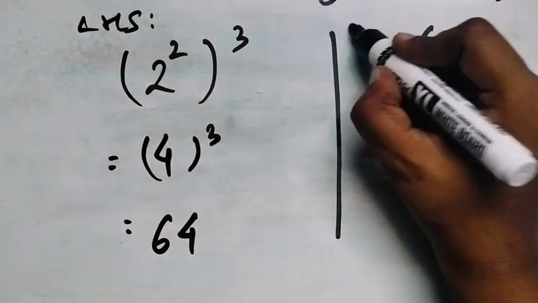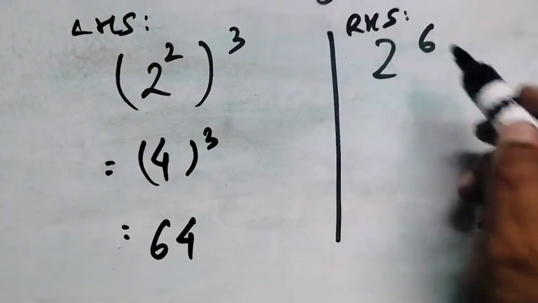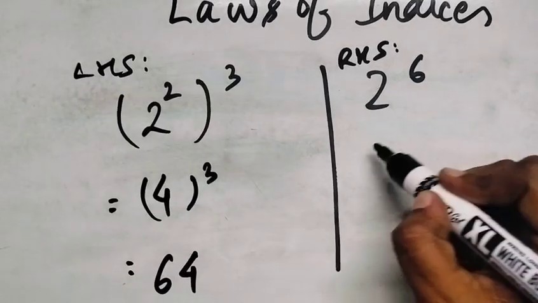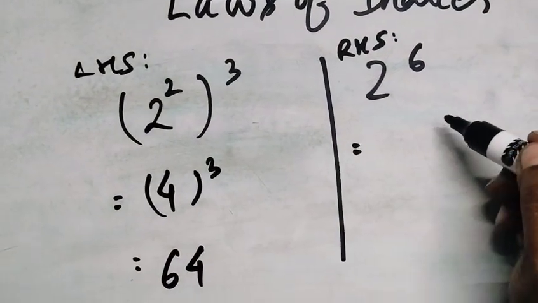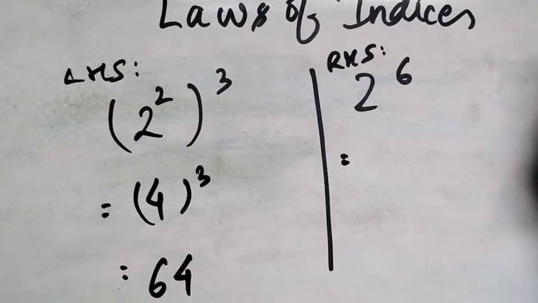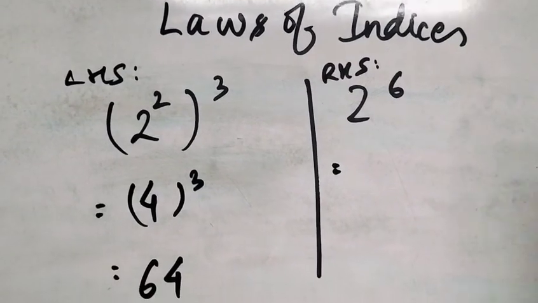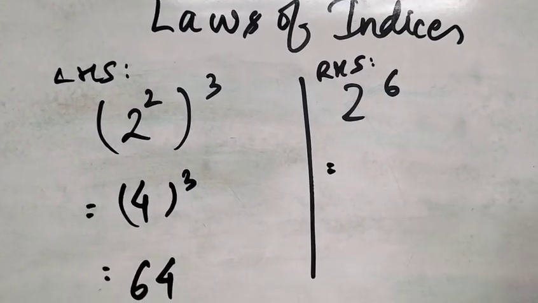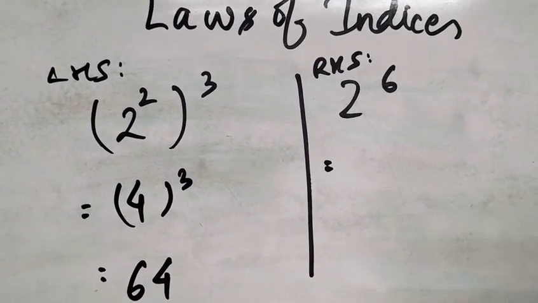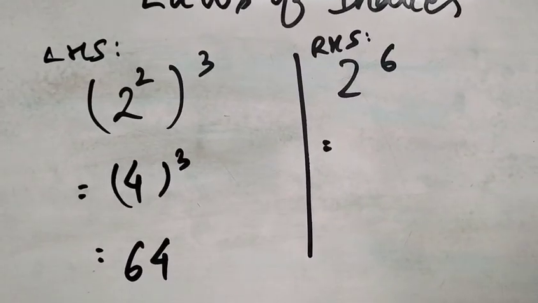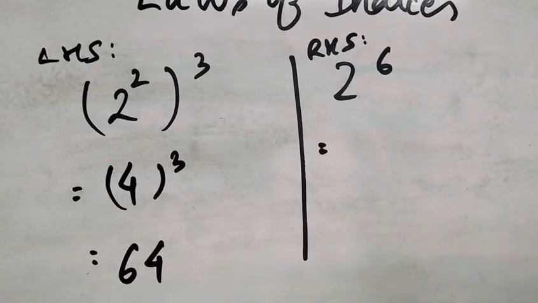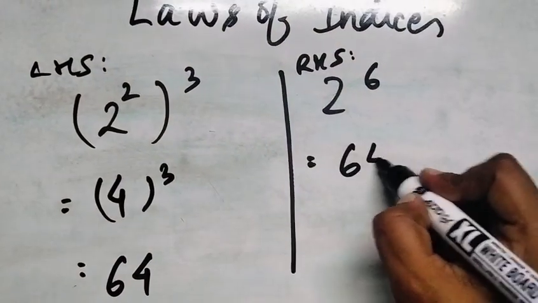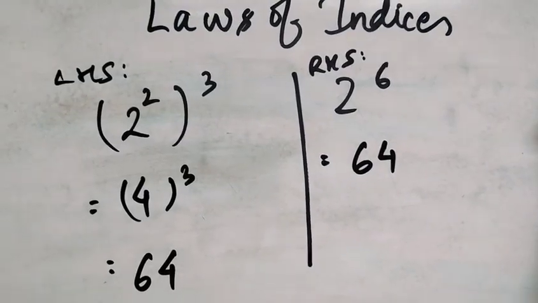On the other hand, if you look at the RHS, it's 2 to the power 6. 2 to the power 6 is nothing but multiplying 2 six times. So count with me. 2 into 2 is 4. 4 into 2 is 8. 8 into 2 is 16. 16 into 2 is 32. 32 into 2 is 64. That is a total of 2 multiplied 6 times. You get 64.